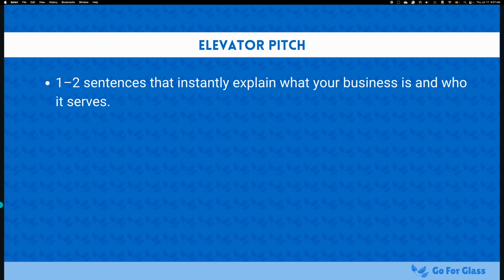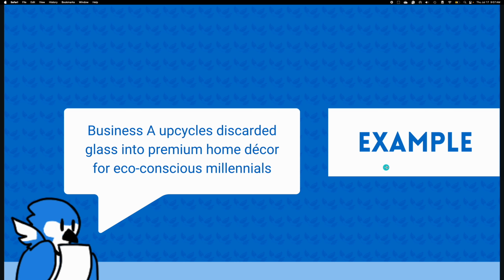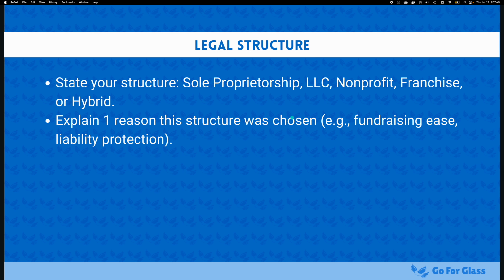You're going to want to think of your business identity as like the first impression you make on a judge. And even when we're writing, we always start with our elevator pitch, and that's about 1 or 2 sentences that instantly tells the reader who your business is and who it serves. For example, we might say that Business A upcycles discarded glass into premium home decor for eco-conscious millennials.